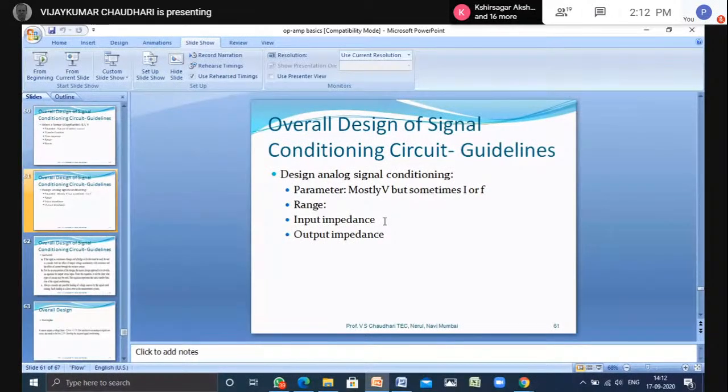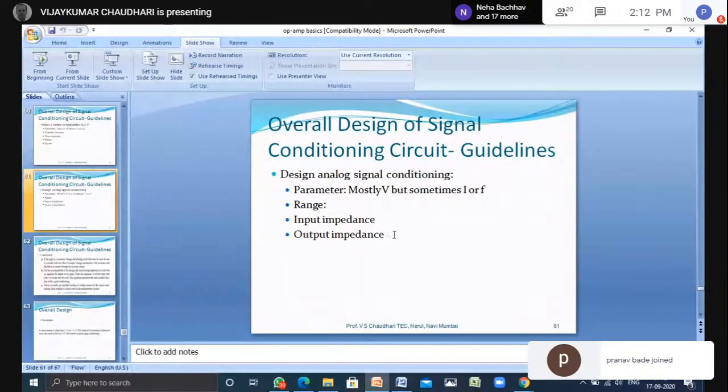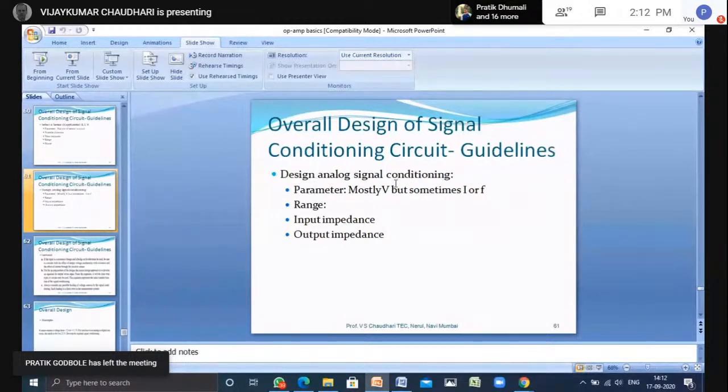Input, so that the input impedance will be very high. The output impedance should be very low to avoid the loading. So these are actually three parts of the signal conditioning circuits that have to be considered while designing.